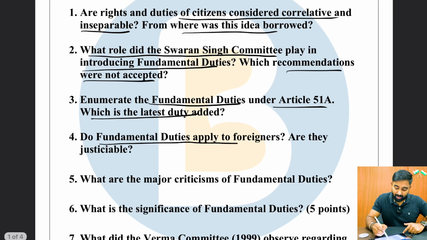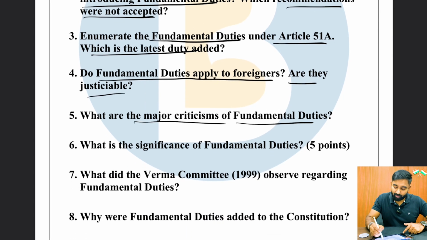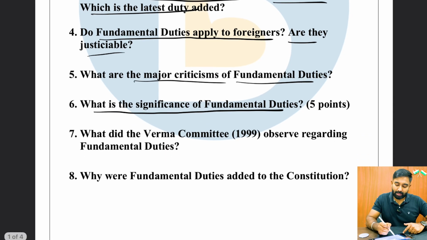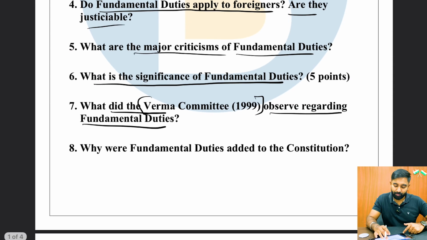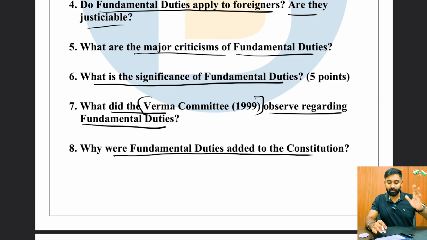Do fundamental duties apply to foreigners? Are they justiciable in nature? Fifth question, what are the major criticisms of fundamental duties? Sixth one, what is the significance of fundamental duties? Seventh one, what did the Verma Committee 1999 observe regarding fundamental duties? And eighth question, why were fundamental duties added to the Constitution in the first place?